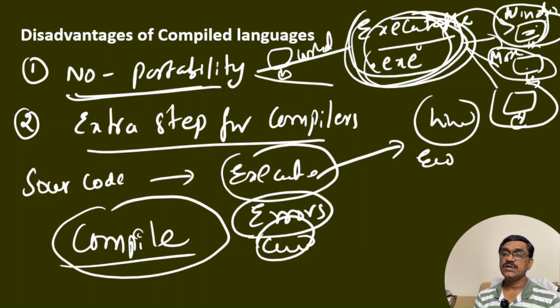These are the two disadvantages: no portability and extra step for compilation. This is about the cons of compiled languages.